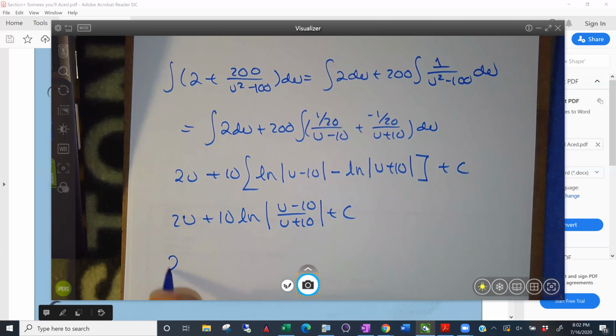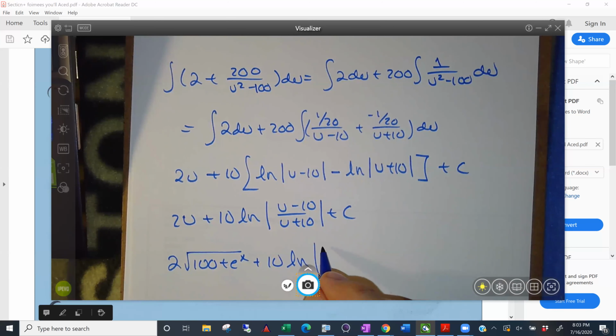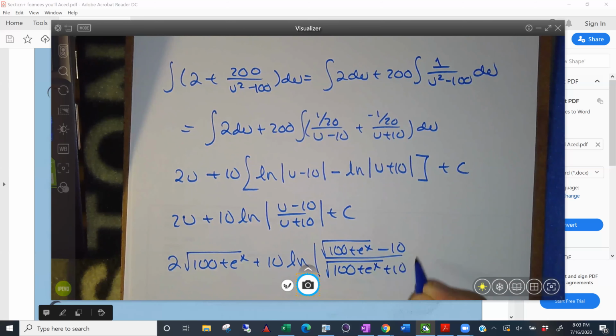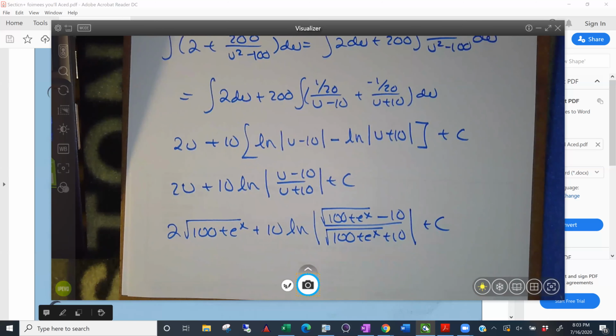So overall, it's going to be 2 times square root of 100 plus e to the x plus 10 times the ln of square root of 100 plus e to the x minus 10 over the square root of 100 plus e to the x plus 10. Whew. Good one.